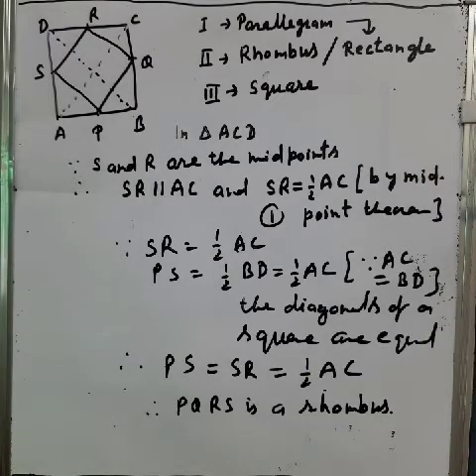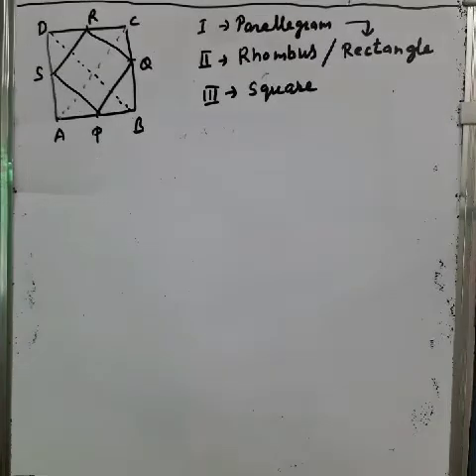Clear? Now we have to prove it is a square. It means we have to prove interior angle of a rhombus is 90 degree. We will prove by additional property. You know all sides are equal in rhombus also and square also, but additional property is 90 degree angle in case of a square, which is not in rhombus. So we'll do this.